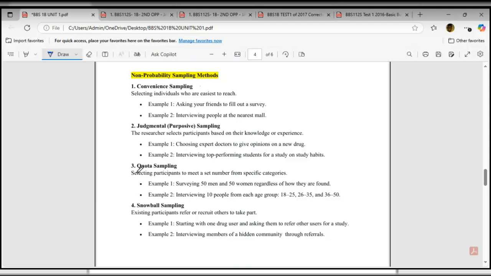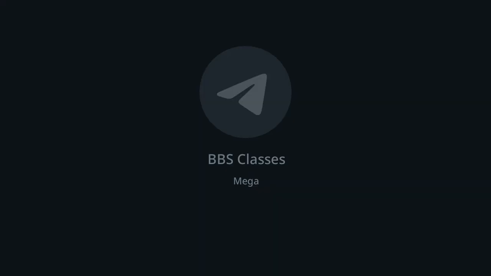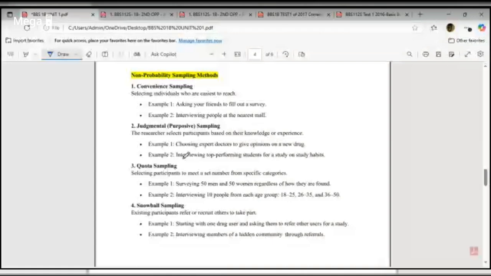Then we have quota sampling. This one simply means you have certain groups and then you randomly select people for that group for as long as you meet the number that you are trying to reach. And then you interview 10 people from each age group. So these 10 people, however you call them, as long as they are under the category of 18 to 25, you got that number.